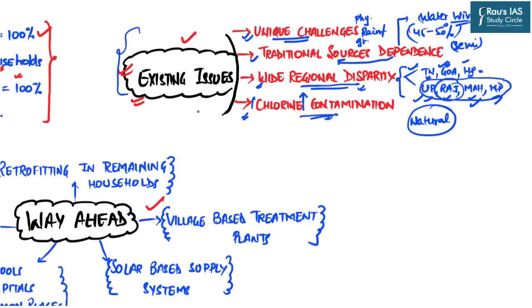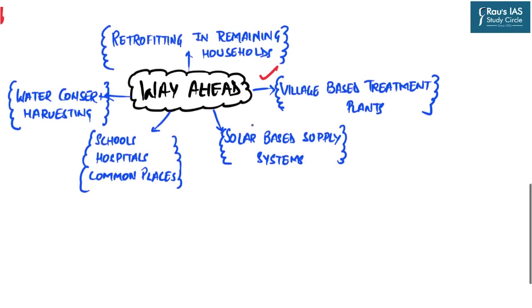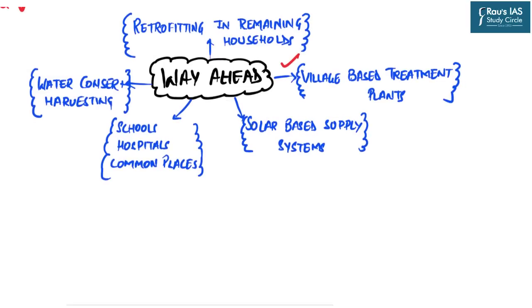And now we shall look at the last component: if there are certain challenges, what can we do, what can be a way ahead. First is focusing on those villages which have existing piped water supply. In those areas, we need to identify the remaining households which do not have piped water supplies, and retrofitting facilities must be given to them.